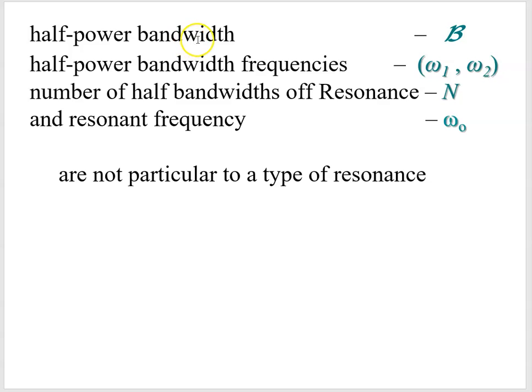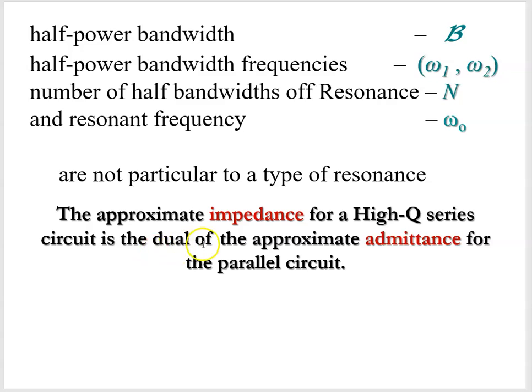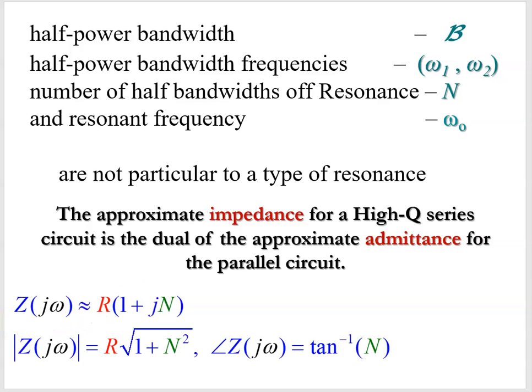If we look also at our half power bandwidth and our half power frequencies, and the number of half bandwidths off resonance and the resonant frequencies, all of these aren't particular to any type of resonance, so those formulas remain the same no matter what type of resonance we're looking at. The approximate impedance for a high Q series circuit is the dual of the approximate admittance for a parallel RLC circuit. If we look at those approximations, our impedance at j omega is approximately equal to R times 1 plus jn, where n is the number of half bandwidths off resonance.